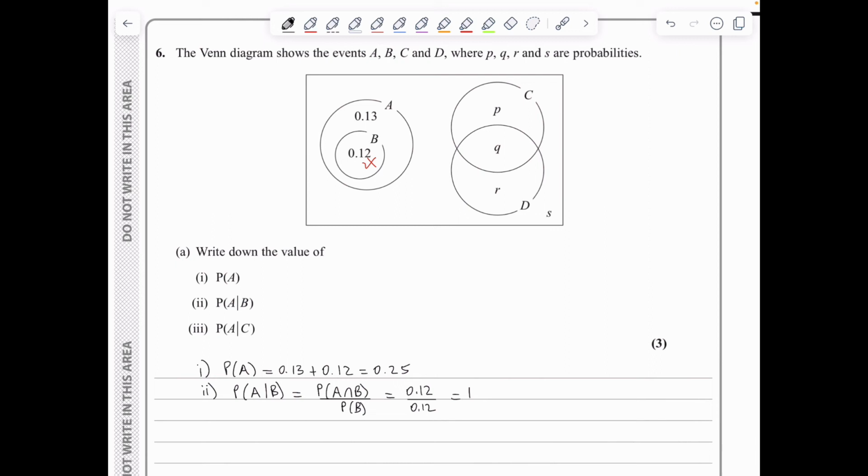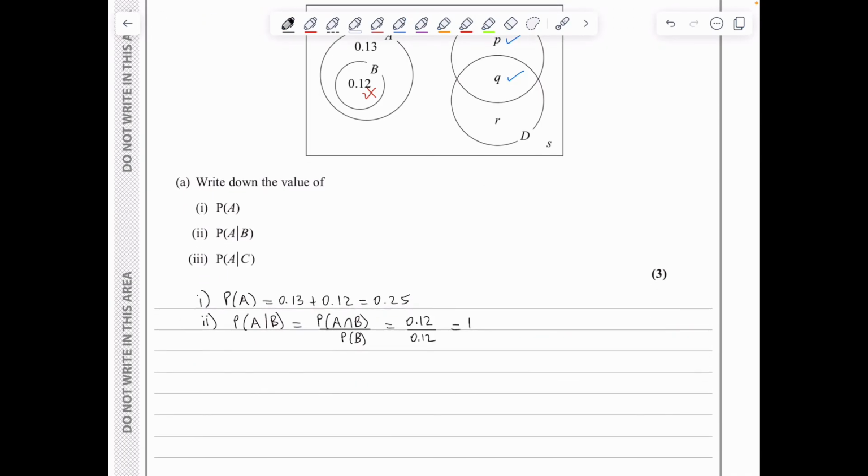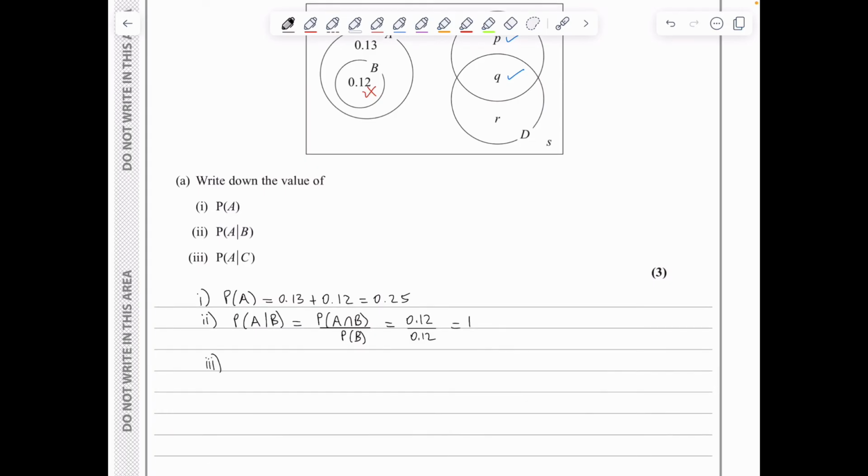Now for the probability of A given C, we are surely in C. So what's the probability we are in A? Well, A and C are disjoint circles on the Venn diagram. They are mutually exclusive events. So if I'm in C, this surely means that event A cannot take place, and therefore the probability of A given C is simply 0.